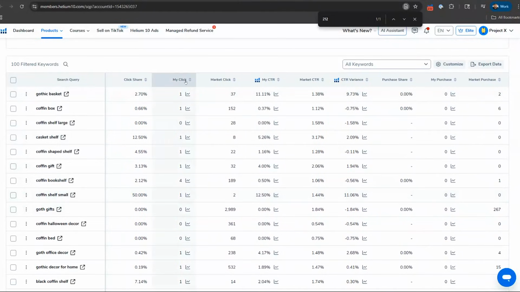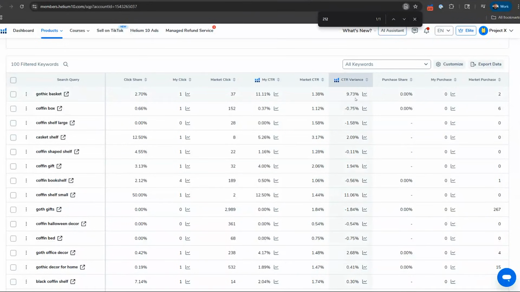Now, the super valuable data points are, hey, how many clicks did I get compared to the market? And what is my click-through rate compared to the market? Like, look at this, Gothic basket. 11% of people, if they saw my product in Gothic basket, if I got an impression, they clicked on it 11% of the times, but the rest of the products, only 1%. So right off the bat, I'm like, hey, there's a 10% variance here.